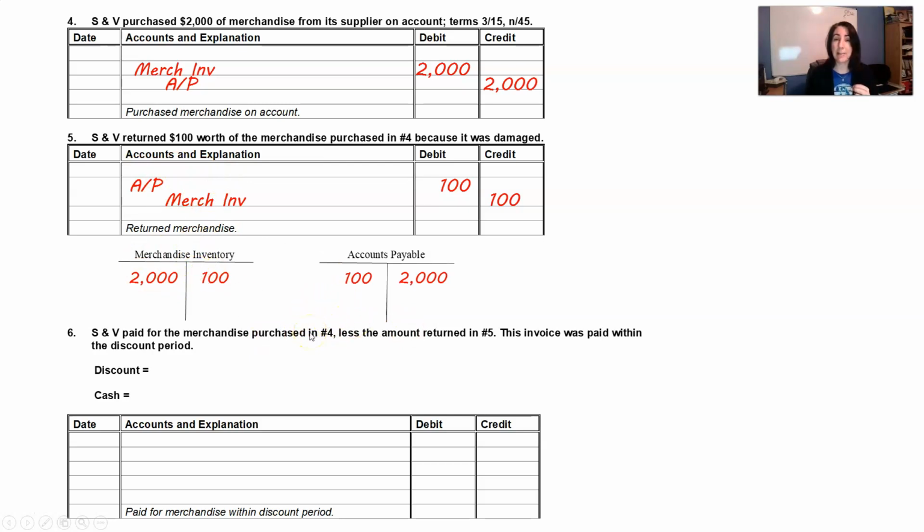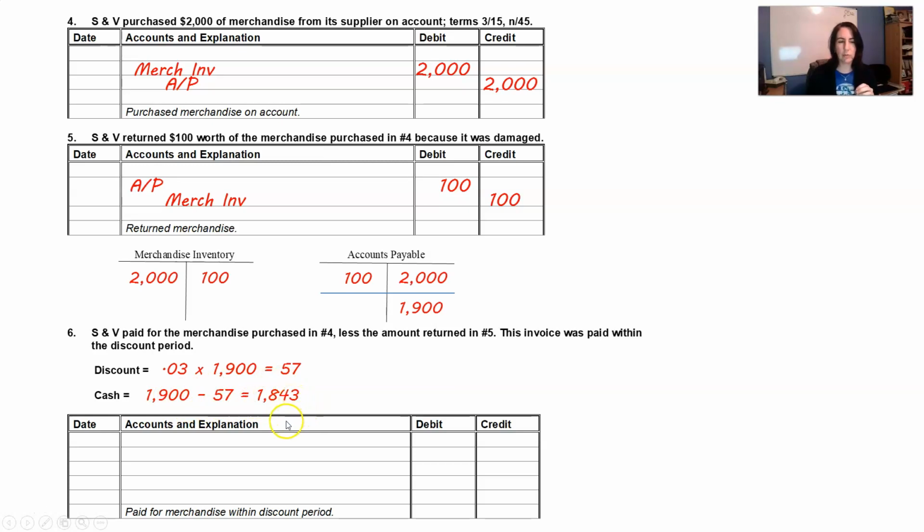But we are going to pay within the discount period. We're going for that 3% discount. So let's first calculate the discount. It's 3% on $1,900, because that's what we currently owe: $2,000 minus what we returned. That is a $57 discount. So when we write a check and mail it to them, or send it electronically, we're not going to give them $1,900. We're going to give them $1,900 minus the $57. Our total is going to be $1,843.